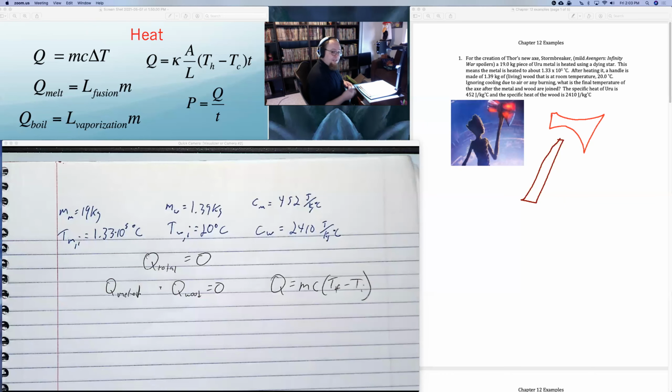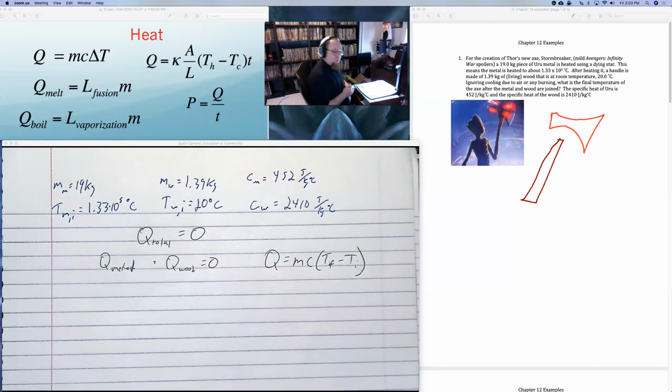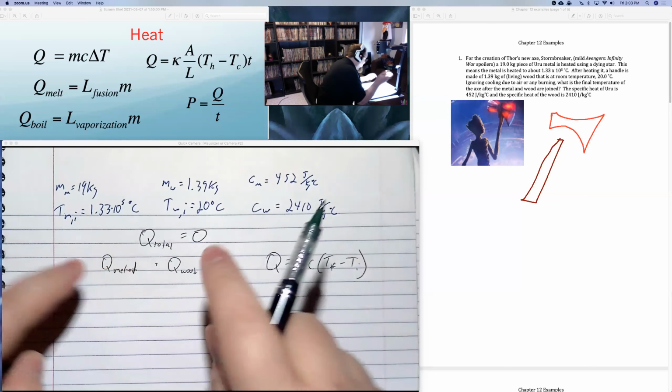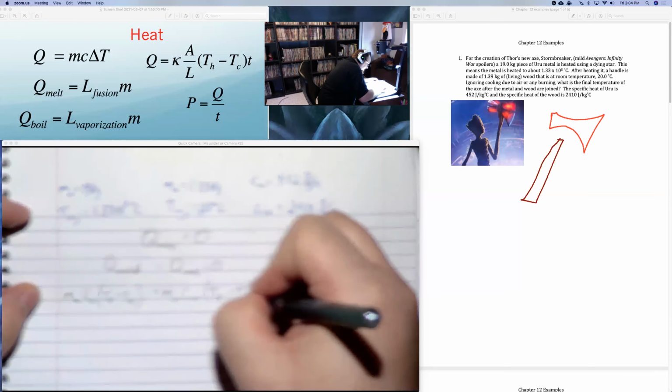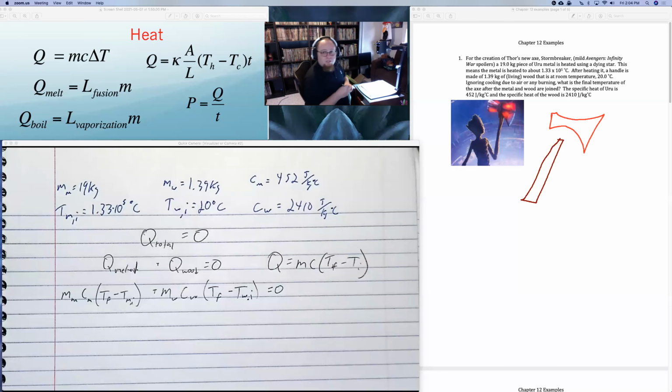Since I have heat, I'm going to use a different pen. Since I have the heat of the metal and the heat of the wood, in this equation I'm just going to use both and say the heat of the metal will be the mass of the metal, C of the metal, T final minus T initial of the metal. And the wood, which would be the mass of the wood, C of the wood, T final minus T initial of the wood. That is what equals 0.